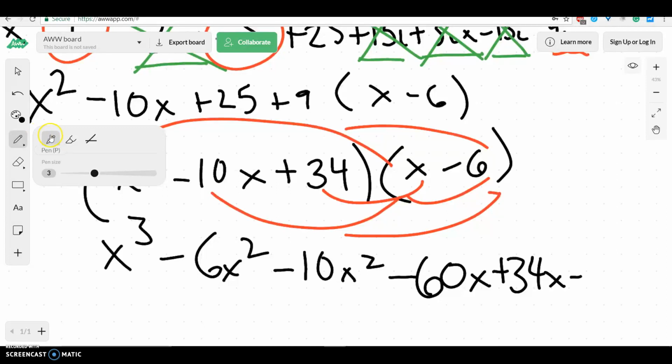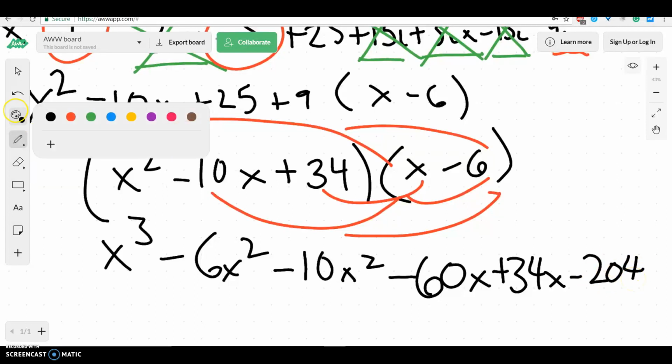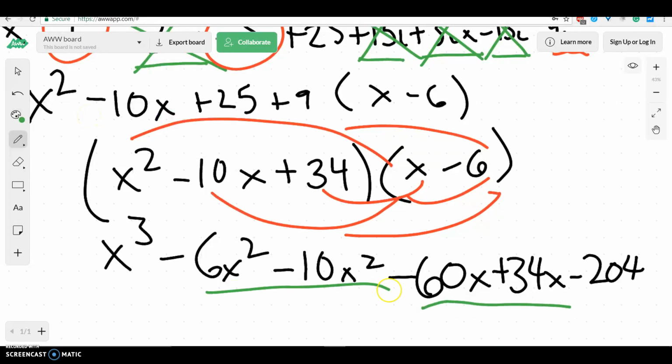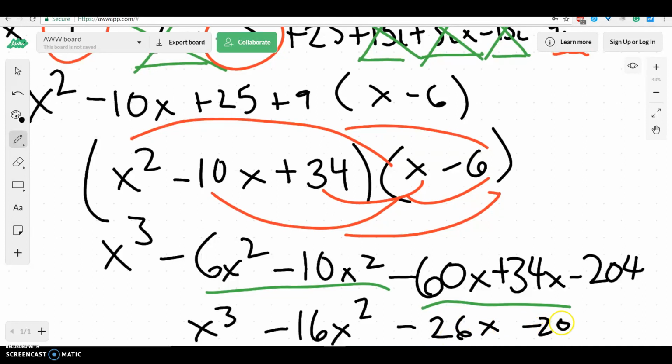Whoops. It's moving around on its own now. Okay, now we combine these things. So they're going to combine and they're going to combine, and we will get our final answer as x cubed minus 16x squared minus 26x minus 204. And that's that in standard form.